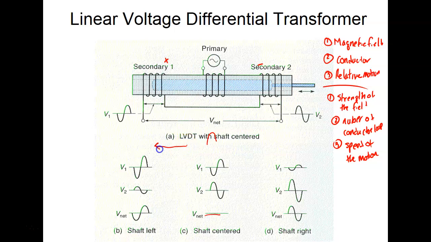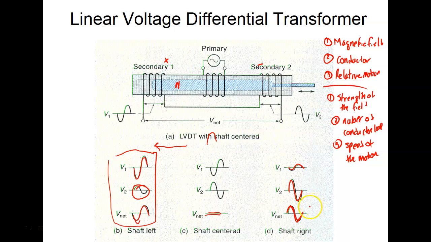And then if it starts moving in this direction, this one gets more metal, it increases the strength of the magnetic field, which means this output would go up, right? This is the net. So in the center, 0. When it moves this direction, this would be this, and when they subtract each other, that's what we would get out. When it moves the other direction, this one would go up, this one would go down, and this would be the net.